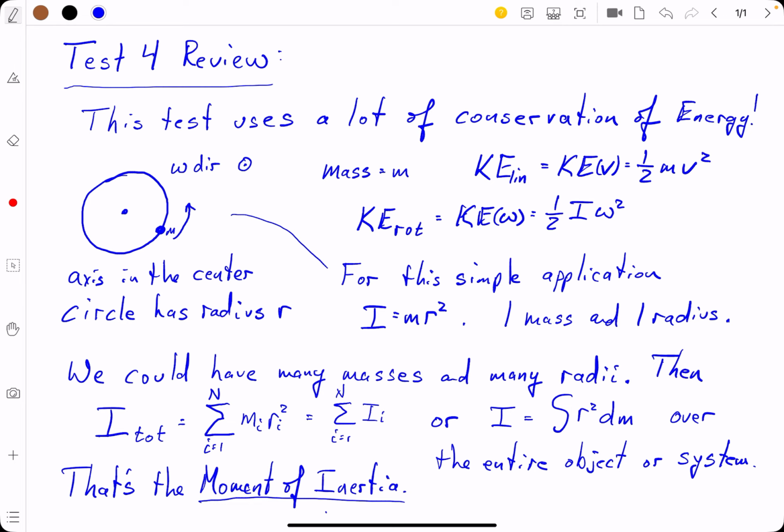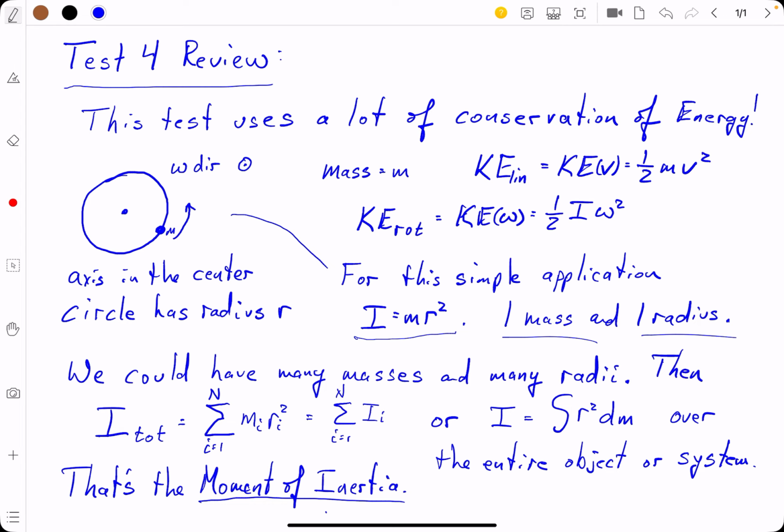Okay, so let's talk about a very simple object. The most simple object traveling in a circle would be a mass. For whatever reason, it's going around in a circle around the center of the circle. So what is the moment of inertia for that object? That is this: one mass, one radius. Nothing in between holding it there, no structure. It could be a magnetic field, it could be all kinds of stuff.